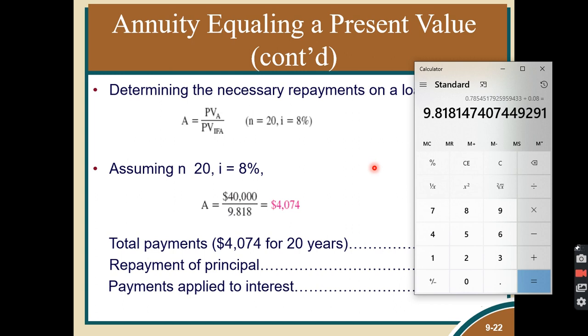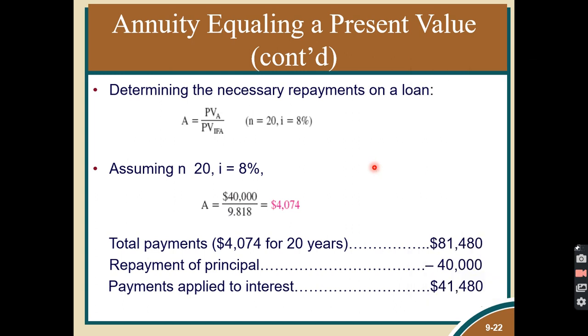Okay, so meaning, going back to our slide, if we want to pay up a 40,000 debt for 20 years, wherein there is an 8% interest, then we need to pay 4,074 every year.